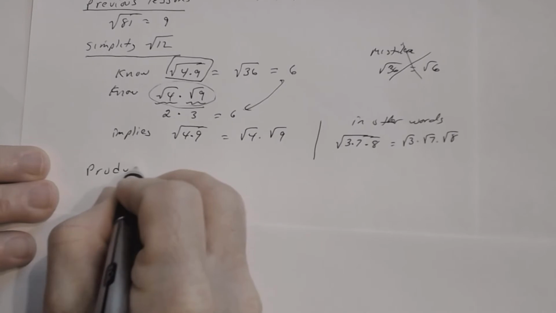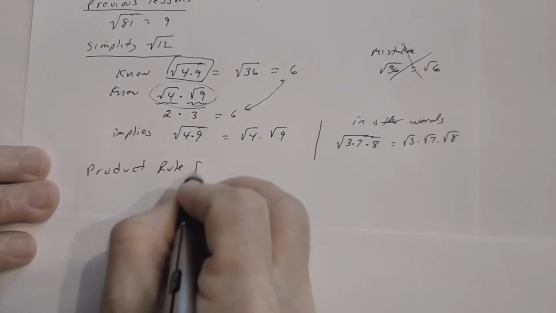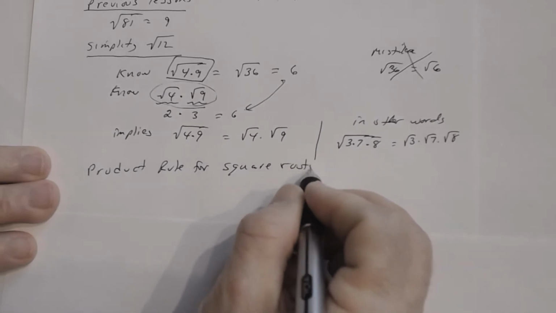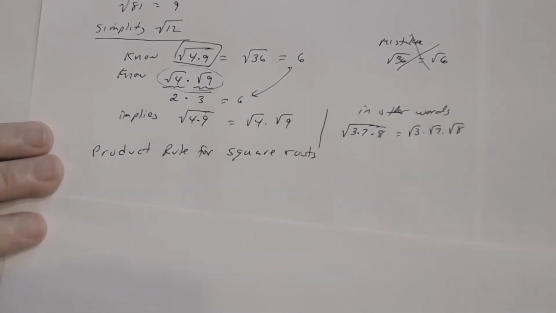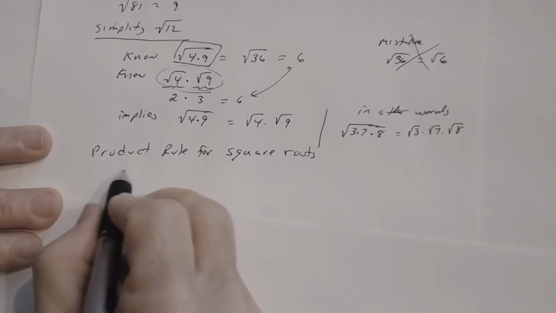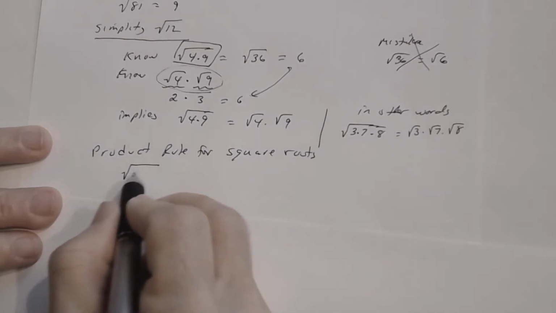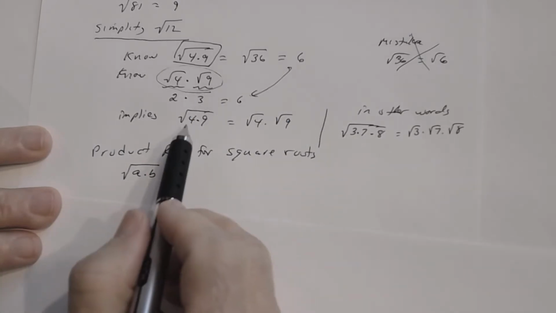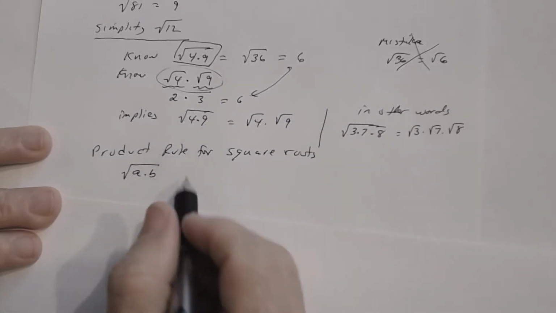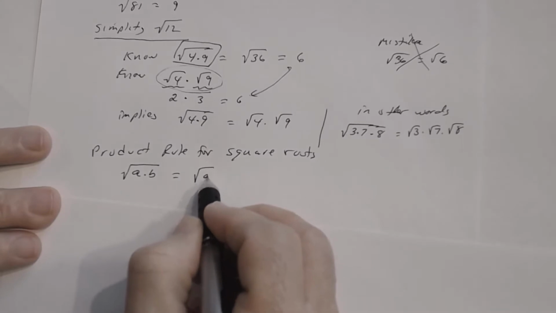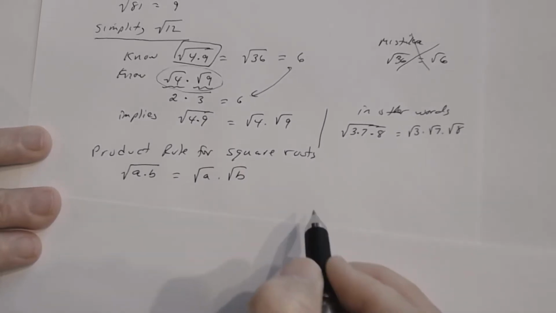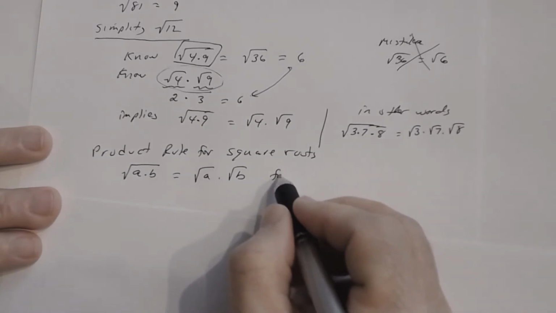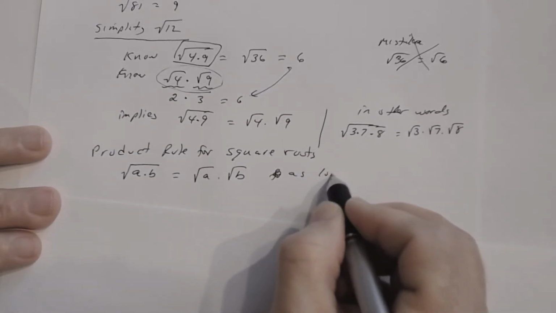So let's talk about the product rule for square roots. All right, so here's the product rule for square roots. Basically it says this. If you have the square root of a product, a times b, just like this, 4 times 9, then I can write this as the square root of a times the square root of b.